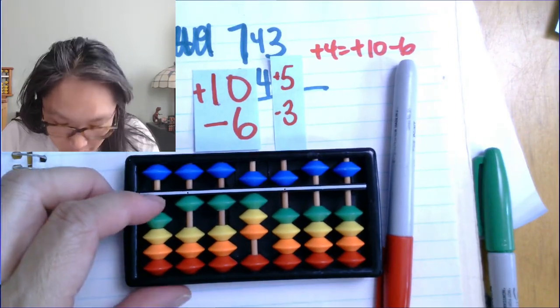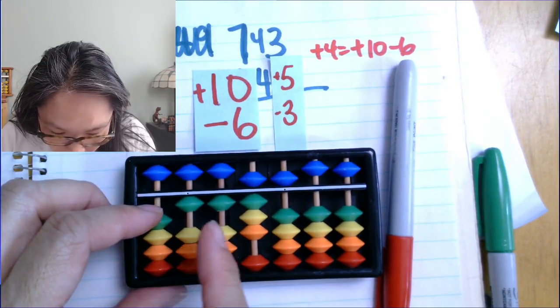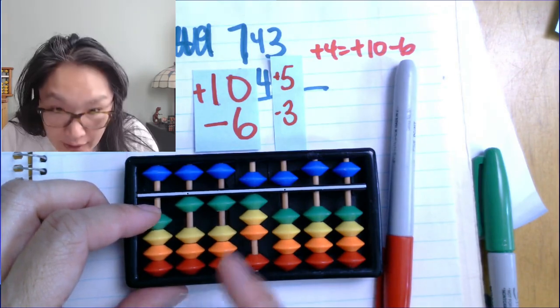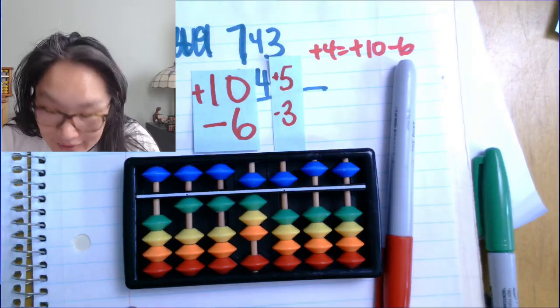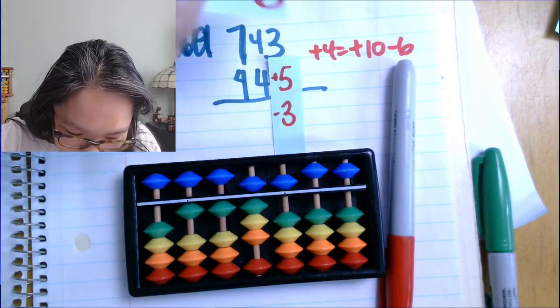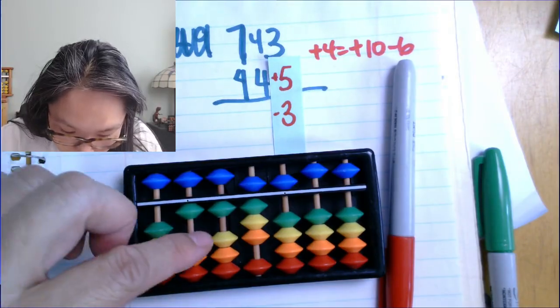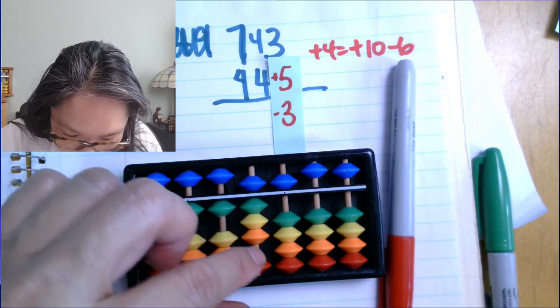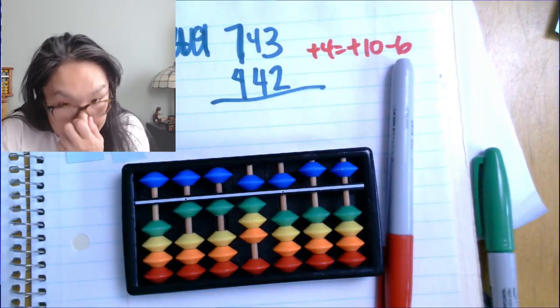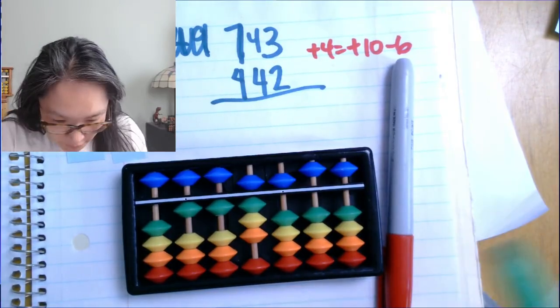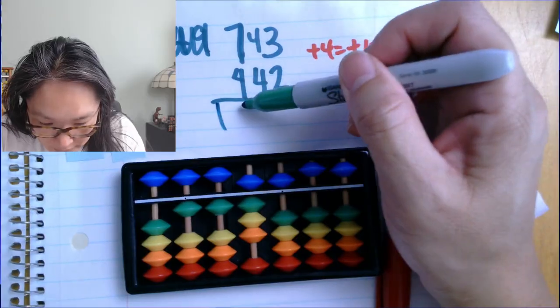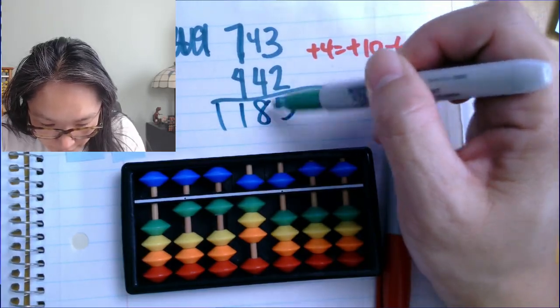So yeah. So then the answer is 1,185. Yes, so the answer is 1,185. I think so. Yep. Oh, so I should write it. 1,185.